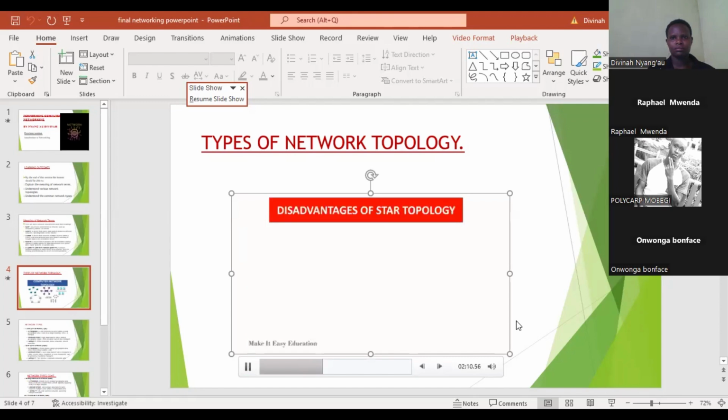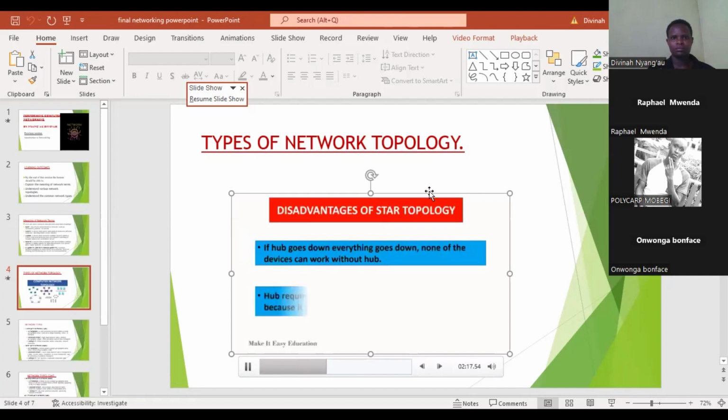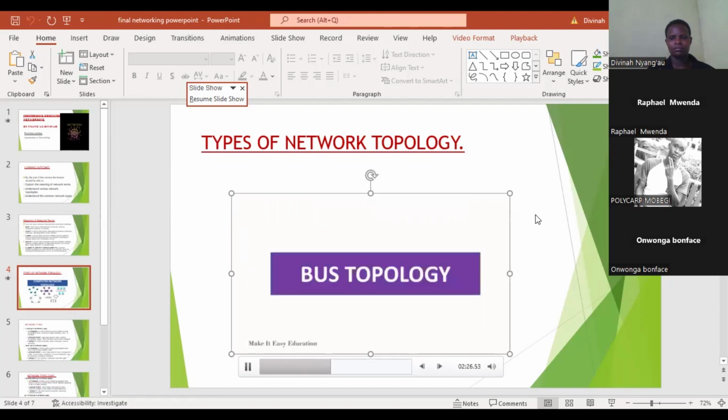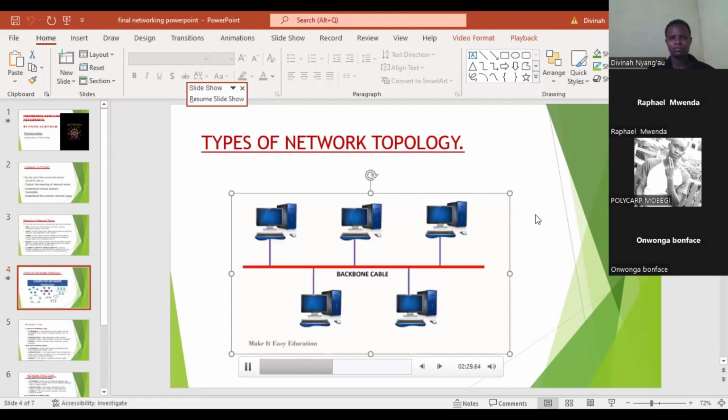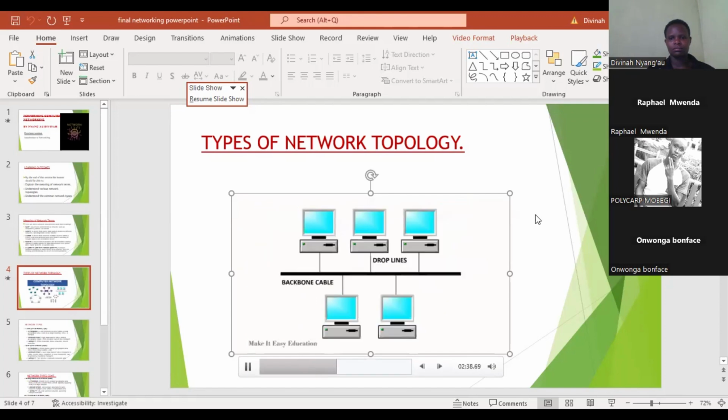Disadvantages of star topology. If hub goes down, everything goes down. None of the devices can work without hub. Hub requires more resources and regular maintenance because it is the central system of star topology. Bus topology. In bus topology, there is a backbone cable, and all the devices are connected to this backbone cable through drop lines. Since all the data is transmitted over the main cable, there is a limit of drop lines and the distance a main cable can have.